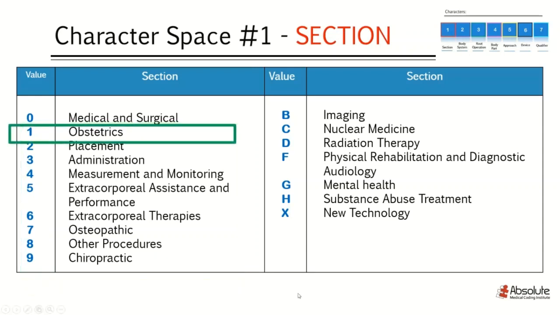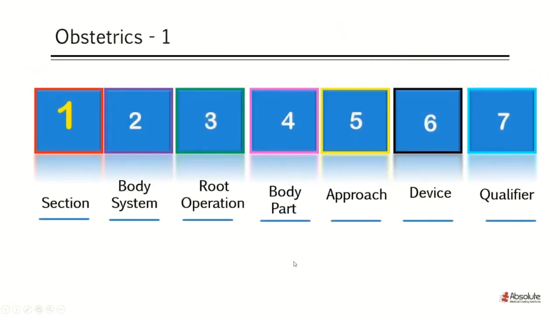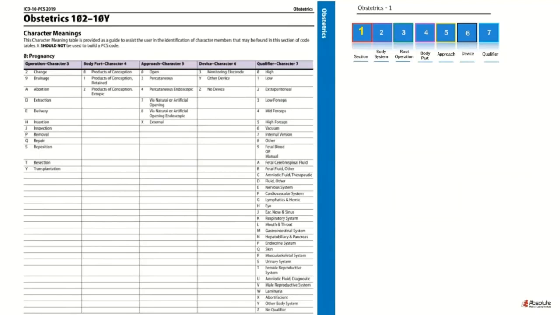All right, coders, let's begin with our discussion on obstetrics. And you know that the value is 1. Anytime you see that 1, you know you're coding for obstetrics. Let's look at the obstetrics PCS code. We know that every time it's an obstetrics procedure, the first value will be 1. The second is going to represent a body system. Third, your root operation. Fourth, body part. Fifth, approach. Sixth, device. And seventh, qualifier. In fact, this looks very much like a medical surgical PCS code. Other than that 1, it is. All right, so let's talk about coding for obstetrical procedures.